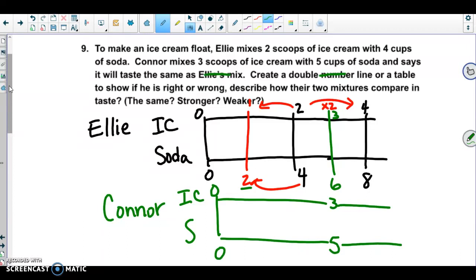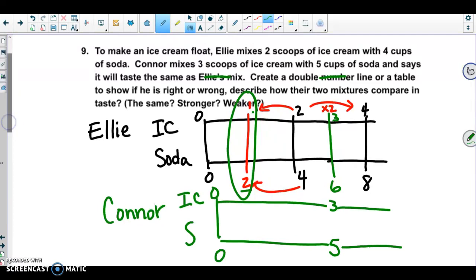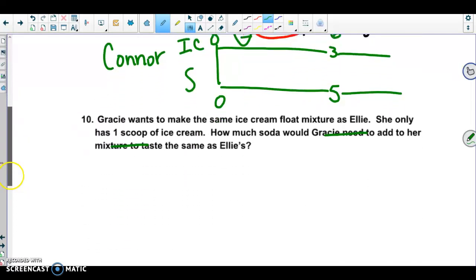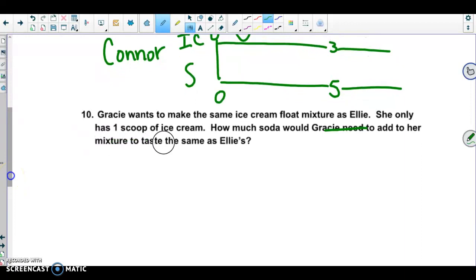Ellie's mix was one thing of ice cream and 2 cups of soda. This one right here. So that's exactly what Gracie would have to have for her 1 scoop of ice cream. It looks like I kind of moved that there. For her 1 scoop of ice cream, she would need 2 cups of soda based on our double number line up above. Remember, if you're not understanding this as we're going through it, make sure you are asking your teacher for help.